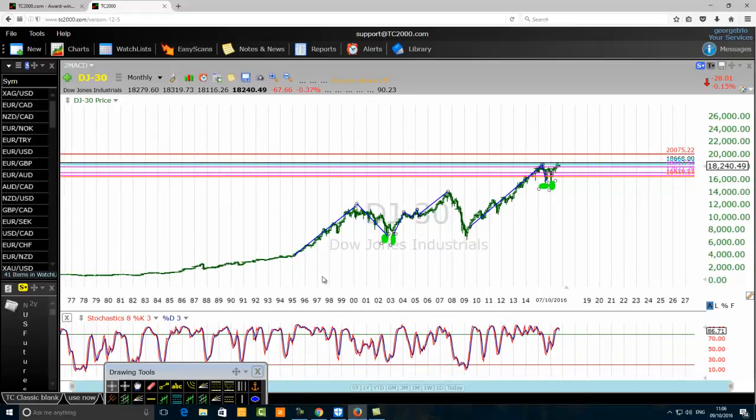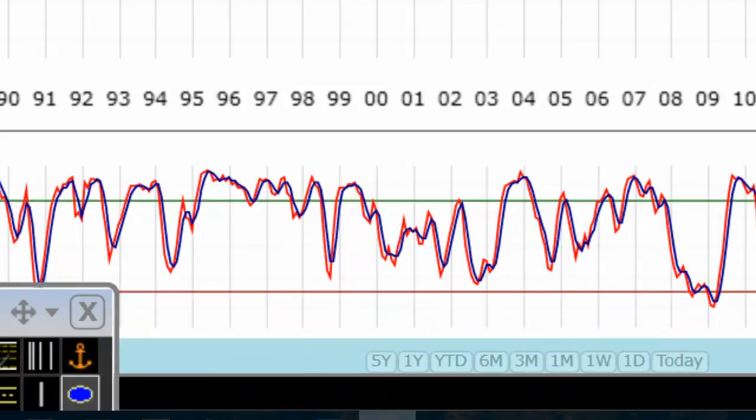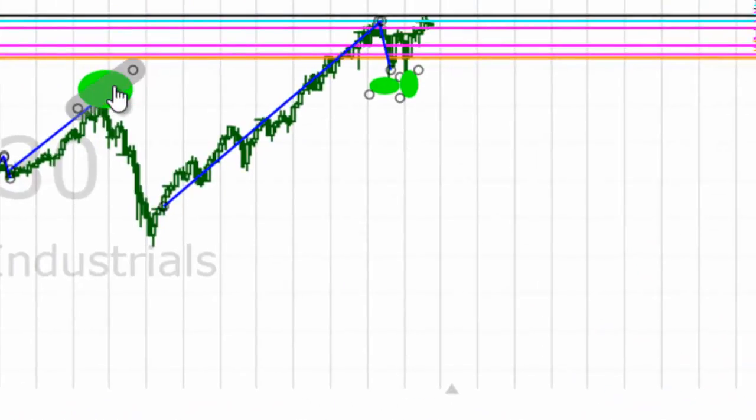All right? And also, because this move up all the way here, this point here, is 161.8% Fibonacci extension level.